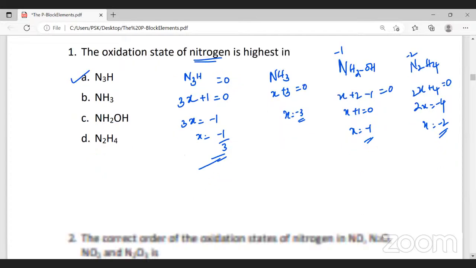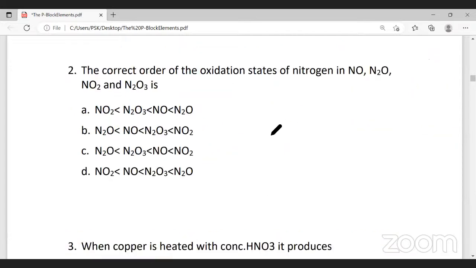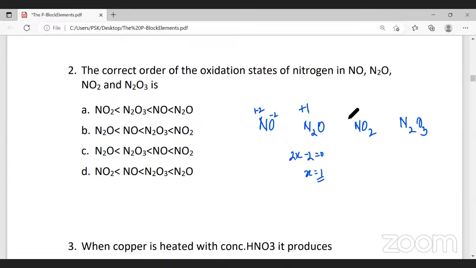N3H. The next question, the correct order of oxidation state of nitric oxide, nitrous oxide, nitrogen dioxide, dinitrogen trioxide. Oxidation states they're asking. In NO, oxygen is -2, so nitrogen will be +2. In N2O, as a whole, the charge is 0. Oxygen is -2. Since we have 2 nitrogen, we take it as 2X. So 2X will be equal to +2, nitrogen will have +1 oxidation state here. In NO2, nitrogen will have +4 oxidation state. Oxygen is -2 into 2 is -4. Therefore, it will be having +4.